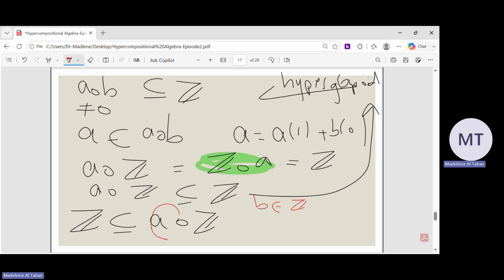Our aim is to show that this element is in A round Z. It means that it can be written as a linear combination of A with something else. So B, isn't it equal to A times 0 plus B times 1? So it's in A round B, which is a subset of A round Z. So we proved that it's a quasi-hypergroup, and the associativity, you can prove it later on.